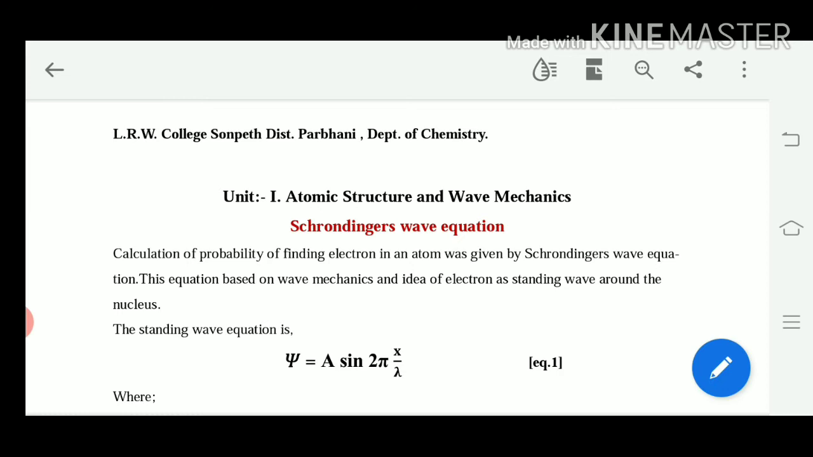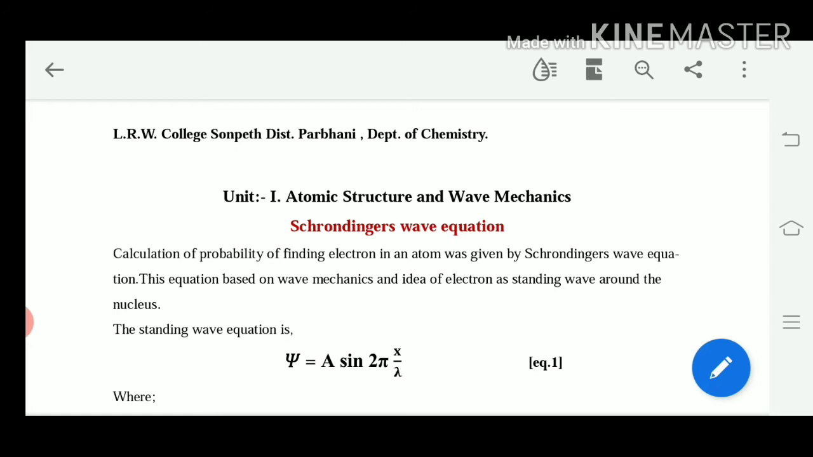Today, we will discuss our new topic, that is the Schrödinger wave equation. This equation gives the wave nature of electron in an atom. So, Schrödinger described this equation, and from this equation he calculated the probability of electron in an atom. Basically, this equation is based on wave mechanics, treating the electron as a standing wave around the nucleus.